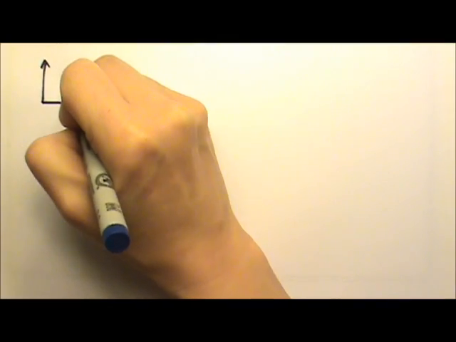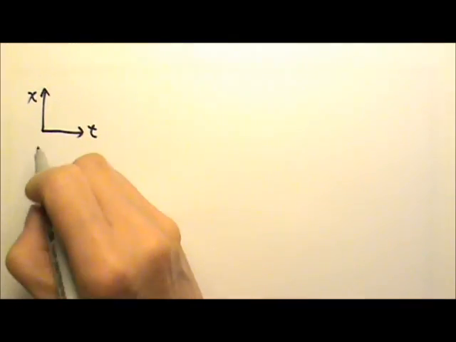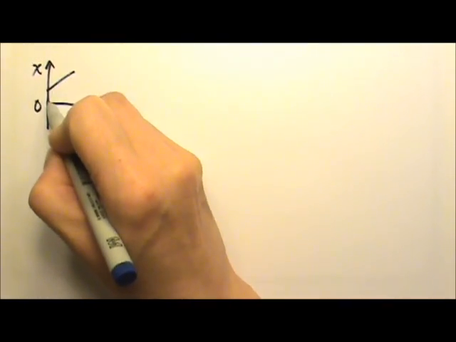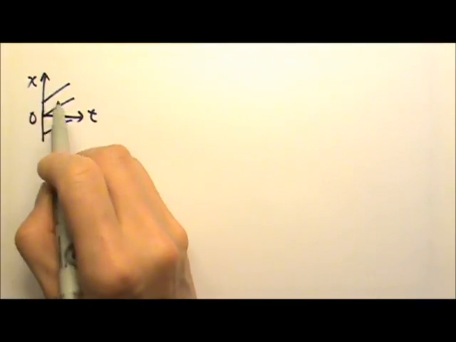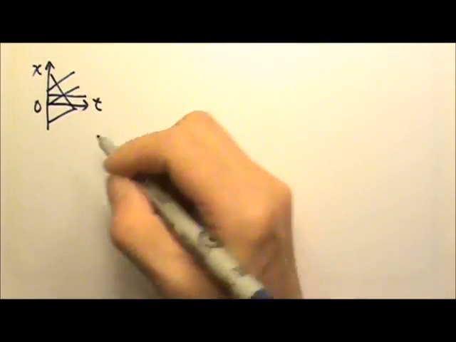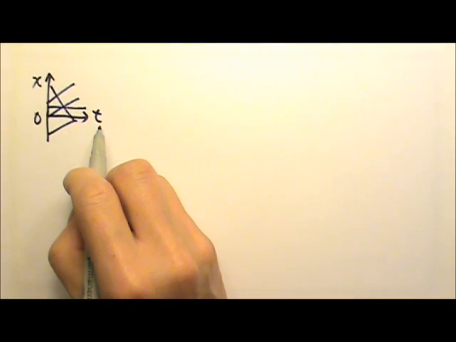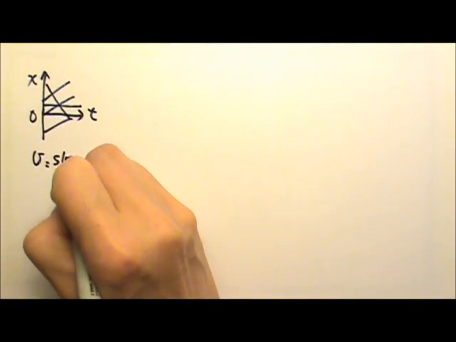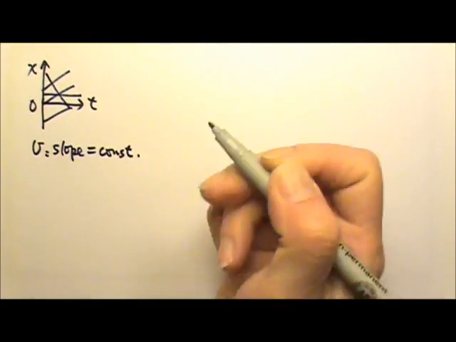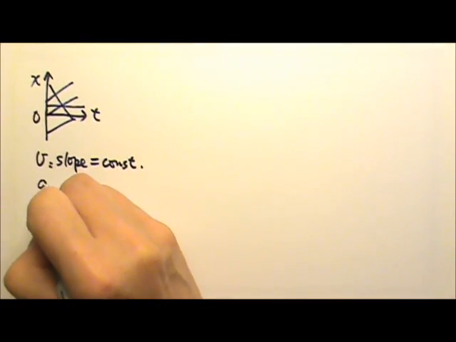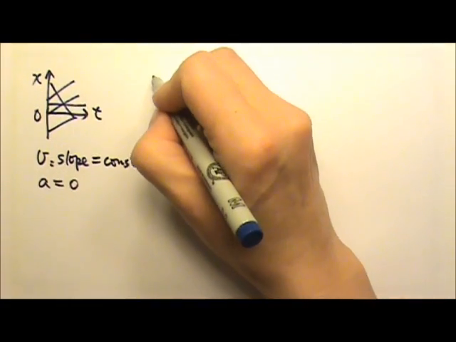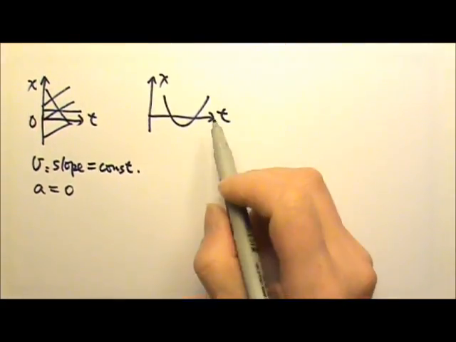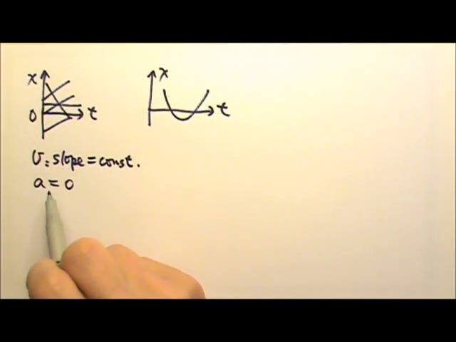If we have a position versus time graph, it doesn't matter where you start, as long as you have a straight line, either slanted up, horizontal, or slanted down, that means the velocity, which is the slope of this graph, is a constant. If the velocity is a constant, that means the acceleration is 0. And if you have a position versus time graph that is a curve, of course, the acceleration would not be 0.